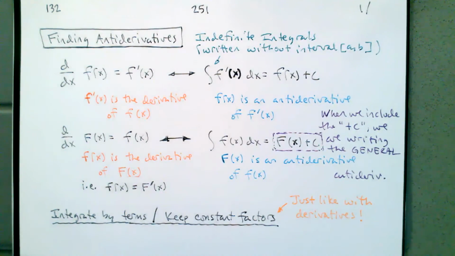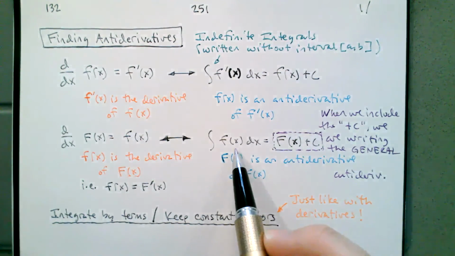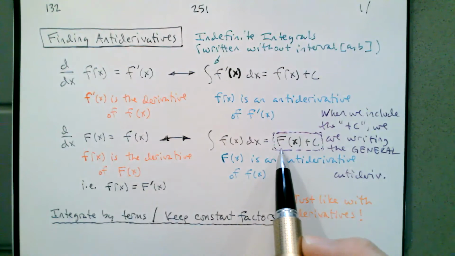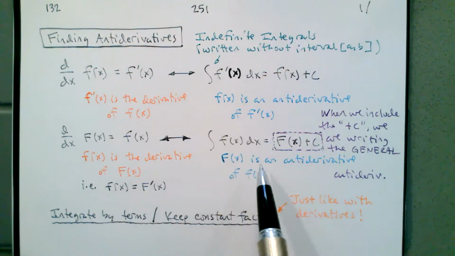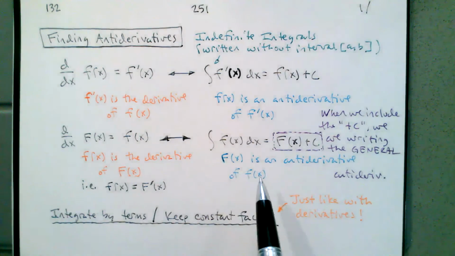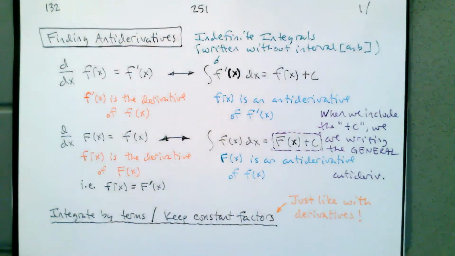So this gets us to where we see this normally in the fundamental theorem of calculus. The integral of f of x dx is capital F plus c. So here we're saying that capital F is an antiderivative of f of x. So little f is the derivative of big F, and big F is the antiderivative of little f. That's the relationship between those two.